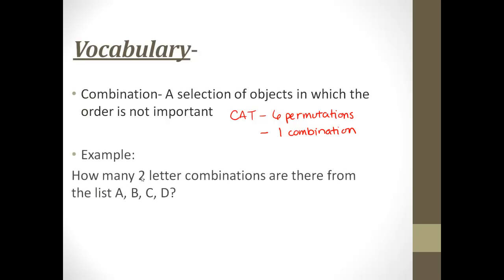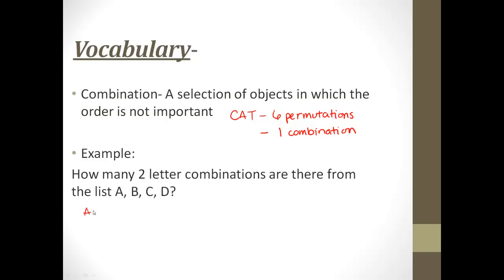But let's go ahead and do an example. We want to find out how many 2-letter combinations there are from the list A, B, C, and D. So you could sit here and say, okay, well there's AB, AC, AD, BA, BC, BD, CA, CB, CD, DA, DB, and DC. So those are all our different 2-letter arrangements.